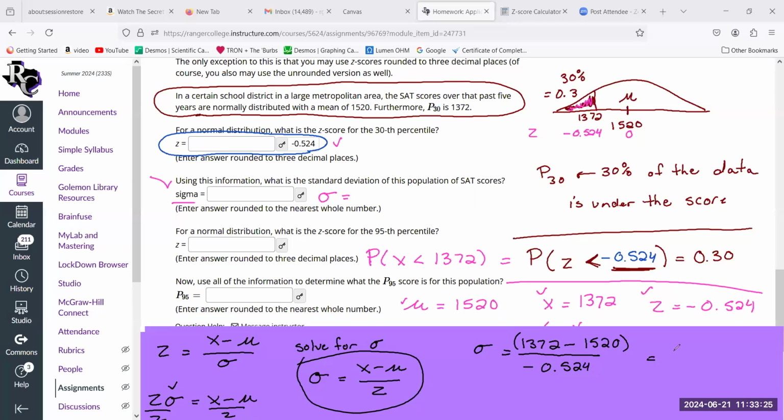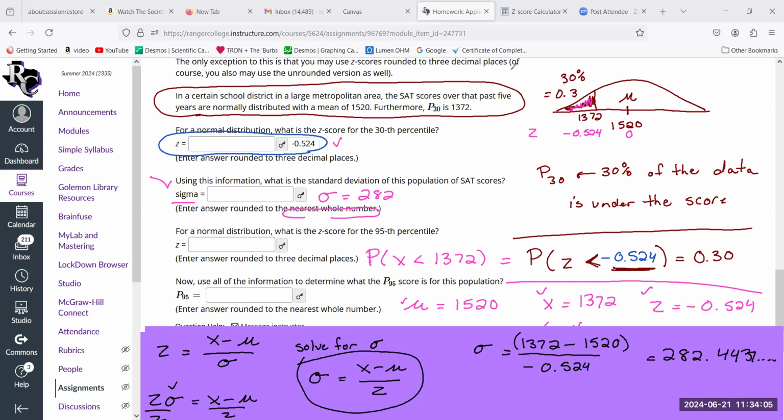But when I did this, let me bring up my calculator again. I got 282.443, and it kept going. And we are being asked to round to the nearest whole number. So we are going to say sigma is 282. The rest of this is going to be a lot easier. It's usually this part of finding sigma. Once we have sigma, the rest of this goes much quicker.